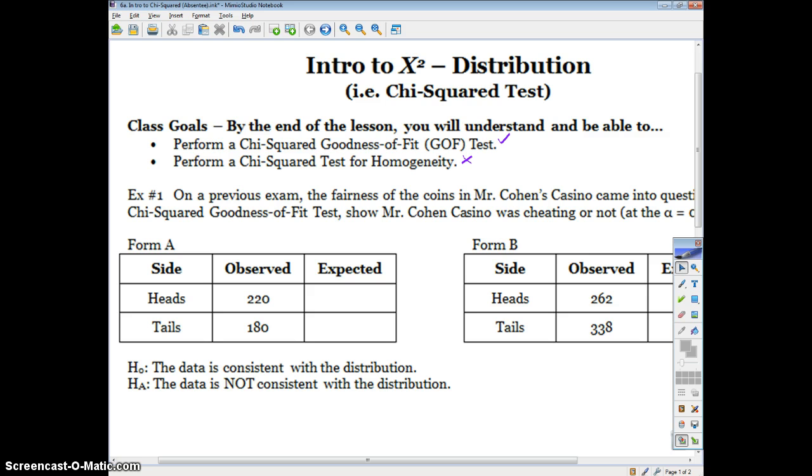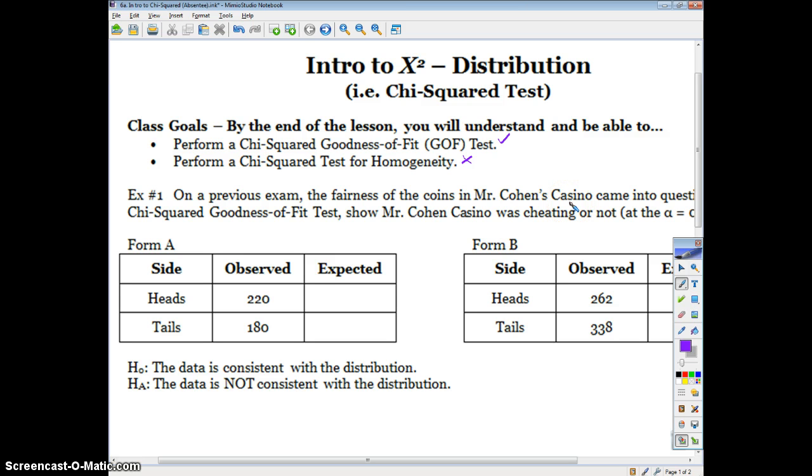Okay, in class today we talked about this thing called the chi-squared distribution, or the chi-squared goodness of fit test. We did not get to the chi-squared test of homogeneity, sometimes called the chi-squared test for independence. We'll get to that next week. We talked about it in class today.